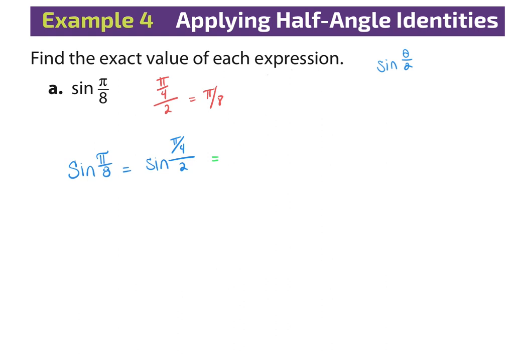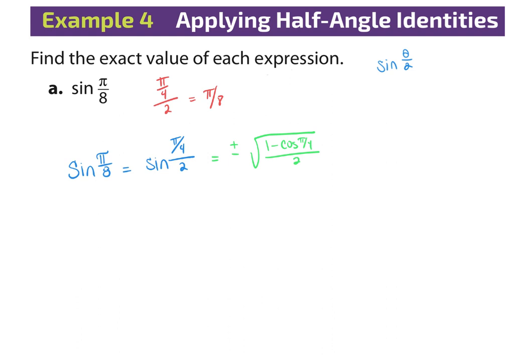My half angle for this is going to be positive or negative, right? Square root of 1 minus the cosine of my theta. Well, my theta is my numerator, so pi over 4, all over 2. Now, if I'm trying to find the sine of this guy, I have to decide where he is. And then I can figure out that positive, negative.